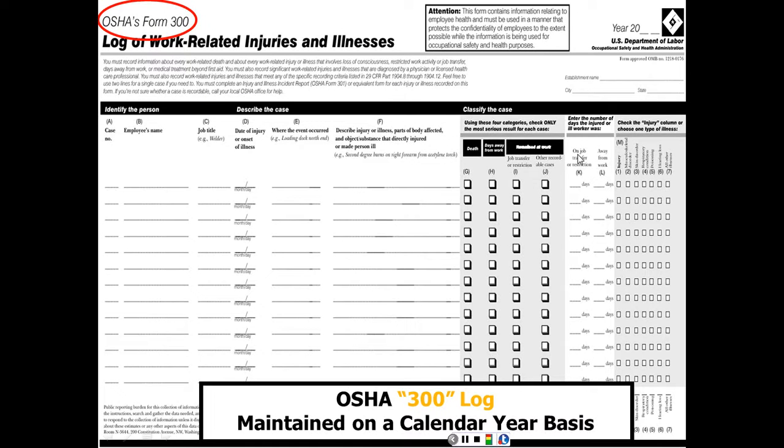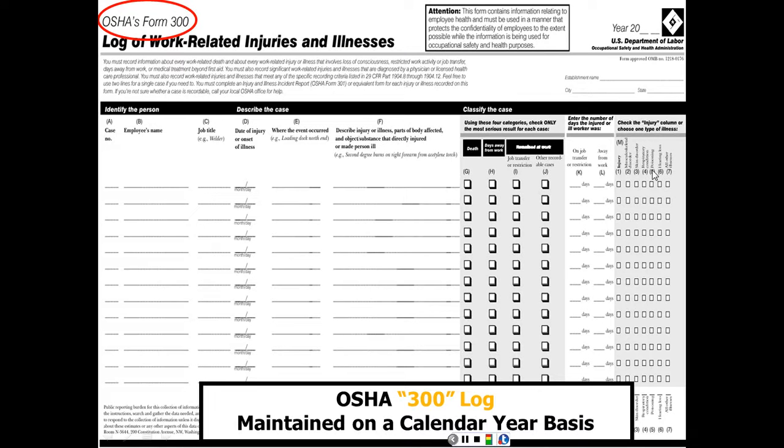So if it's on job transfer, basically you're saying that, okay, we're going to put that employee for clerical services only. They're not going to do any physical work, just reporting, typing reports and things like that. So it's still on job transfer. Then we have to write down for how many days that took place. And if it's away from work, they need to rest at home or in a hospital or whatever, then we're going to mention for how long they were away from work as well. And then check the injury column or choose one type of illness.